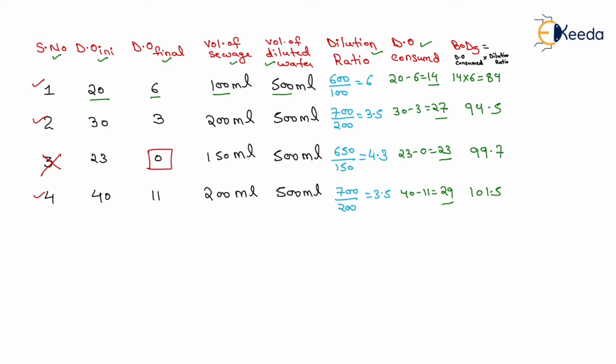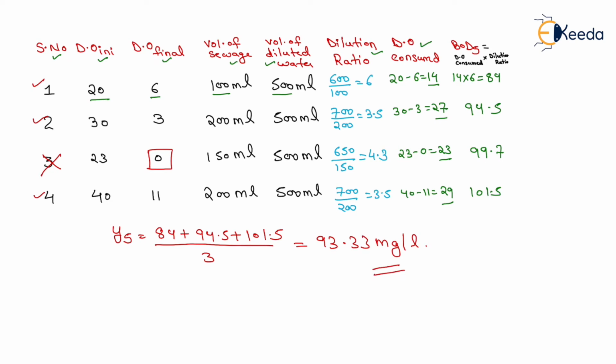Now if you want to calculate the 5 days BOD of this sample, we just take all 3 values, that is 84, 94.5 and the last one, 101.5, and by taking the average of these 3 values, it will be equal to 93.33 milligram per liter, which will be the BOD of the sample.